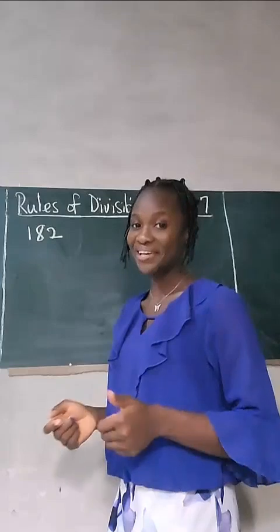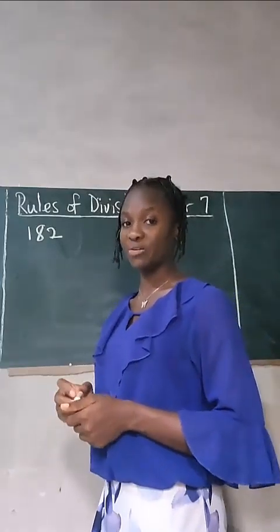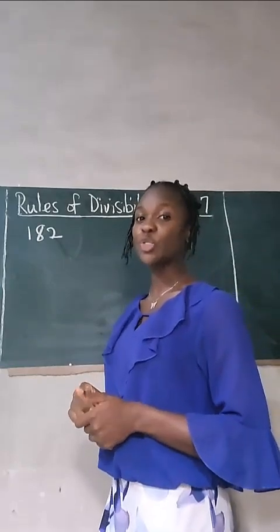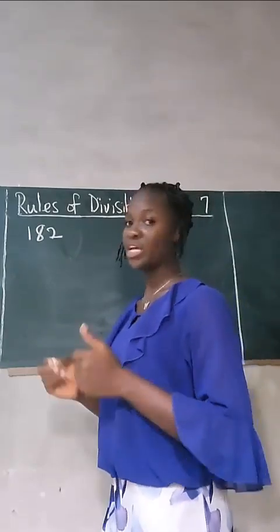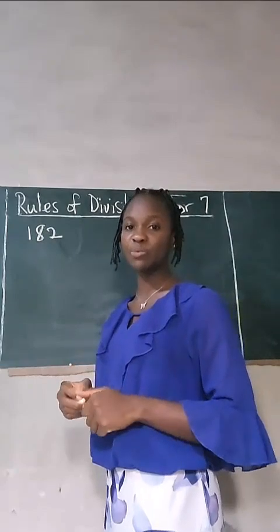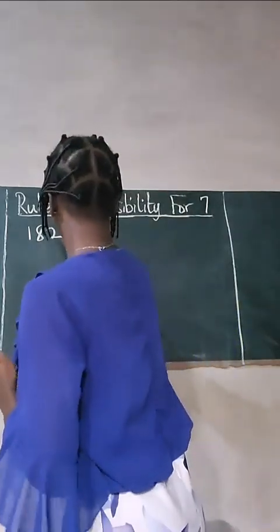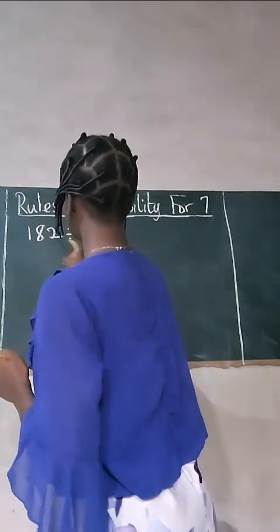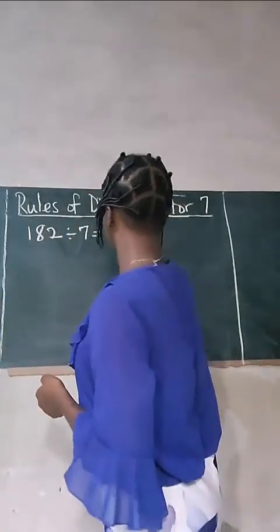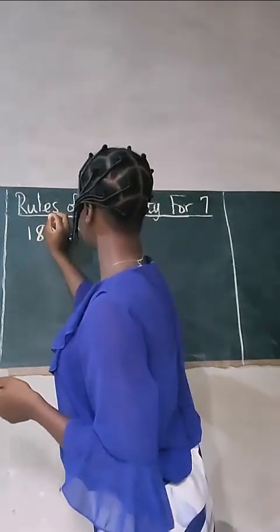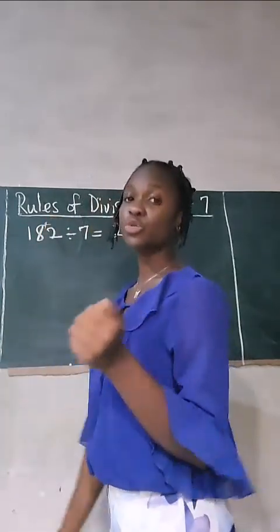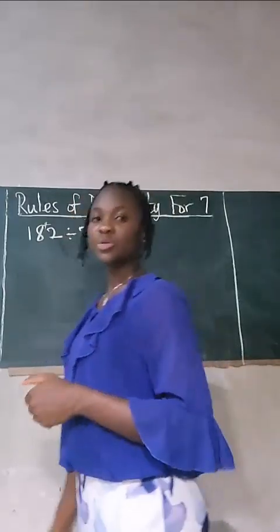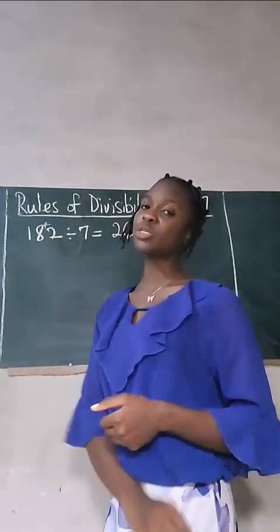Now is 14 divisible by 7? Yes, 14 is divisible by 7. So that means that 182 is going to be divisible by 7. Now let's check if 182 is divisible by 7. 7 in 18, we have 2. Remainder 4. 7 in 42, that's 6. So that means that 182 is divisible by 7.